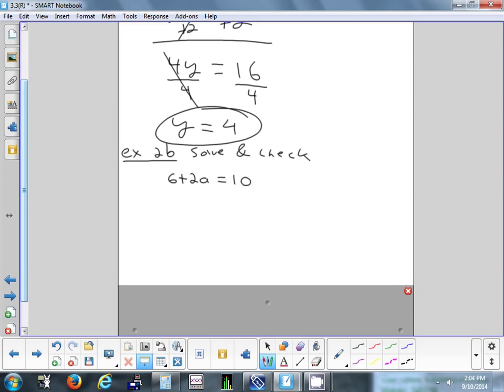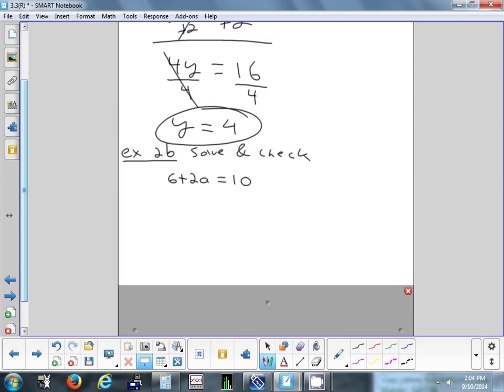Example 2b. 6 plus 2a equals 10. We'll do this one together, and then I want you guys to try the last one on your own in a minute. Somebody that didn't help us out the first time. Is there any simplifying here? Is there a distributive property? Nope. Is there combining like terms on the same side? No. So we can go right to step 2.